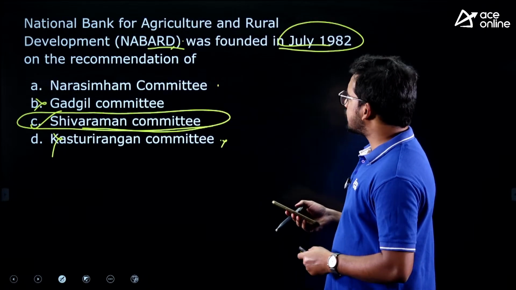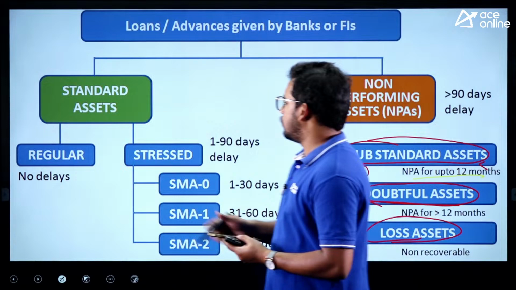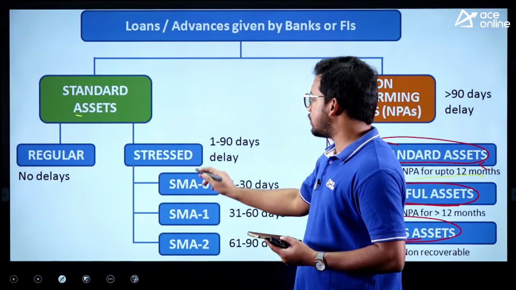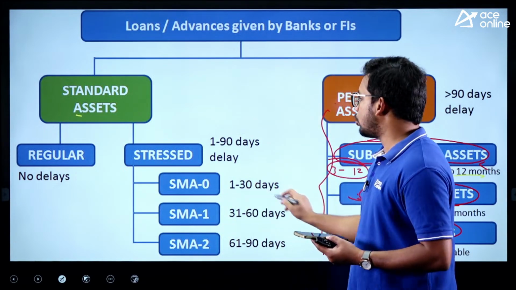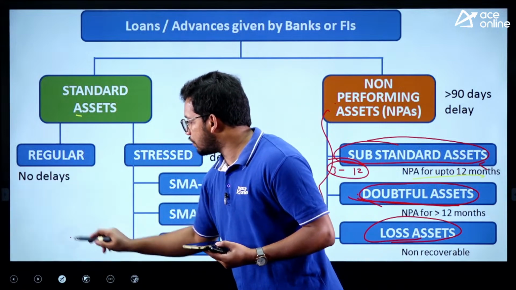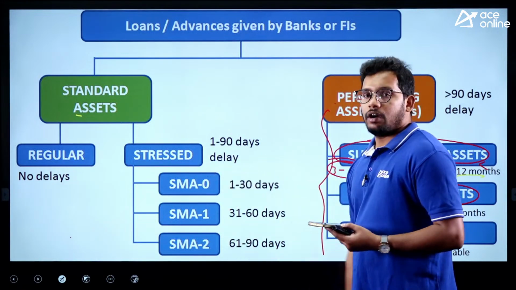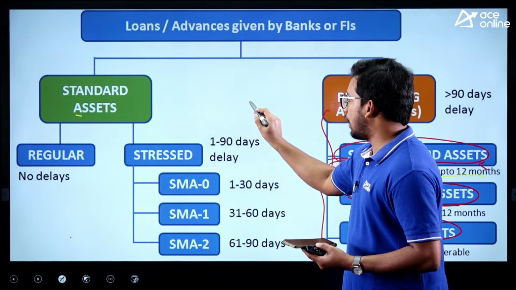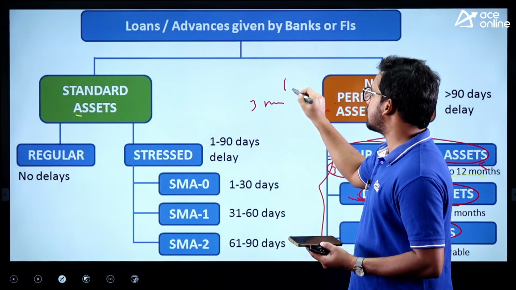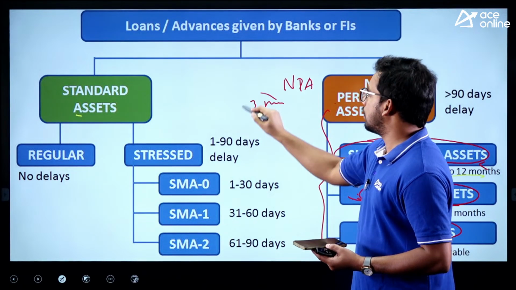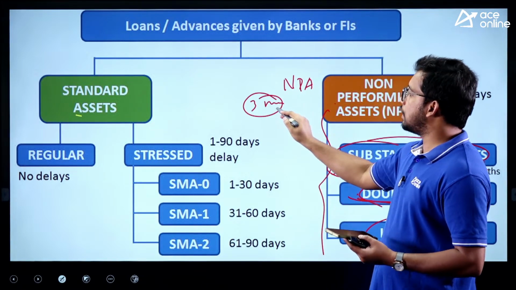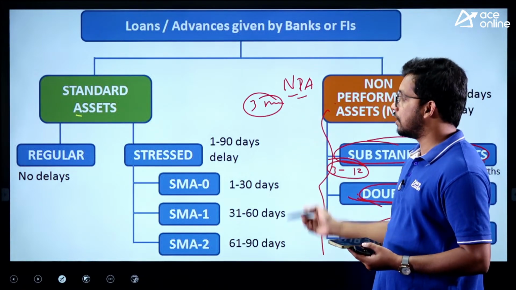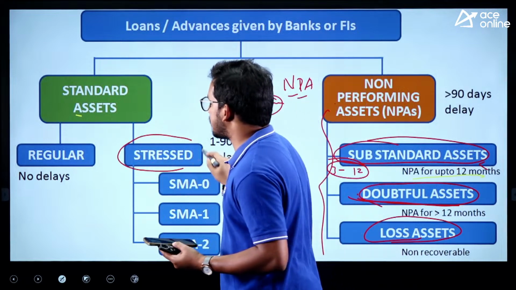See, SMA means special mention account. It is like for 1 to 30 days. Within 3 months also we have a subclassification. As I said, until 3 months it is not classified as a non-performing asset. Only on completion of 3 months is it called a non-performing asset. Before that, it is called a stressed asset.